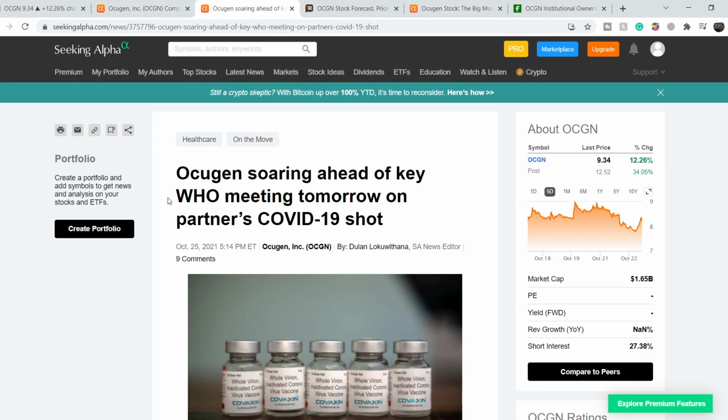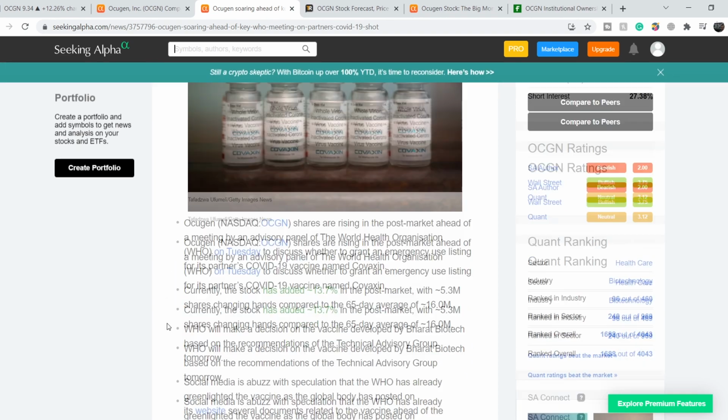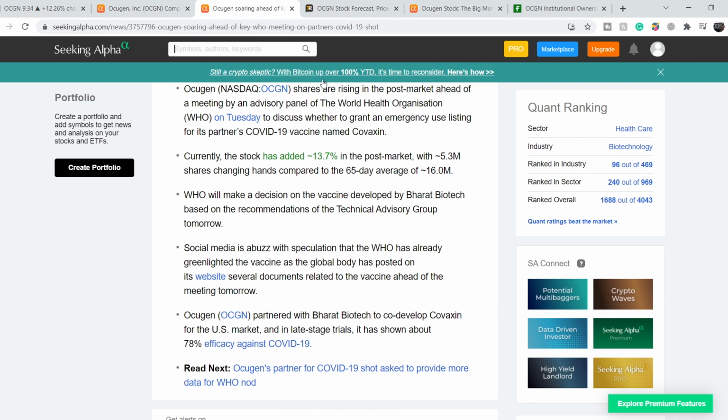We are on Seeking Alpha, and this article was published on October 25th, and it's titled Ocugen soaring ahead of key WHO meeting tomorrow on partner's COVID-19 shot. Let me quote you these bullets. Ocugen shares are rising in the post-market ahead of a meeting by an advisory panel for the World Health Organization on Tuesday to discuss whether to grant an emergency use listing for its partner's COVID-19 vaccine named Covaxin.